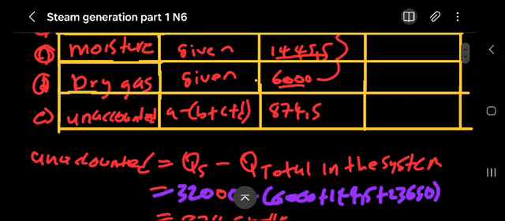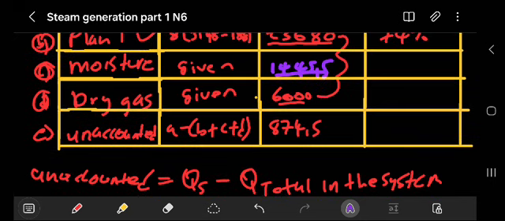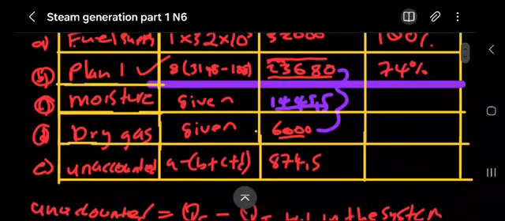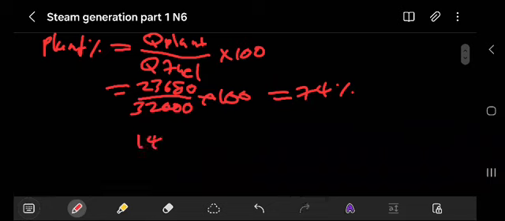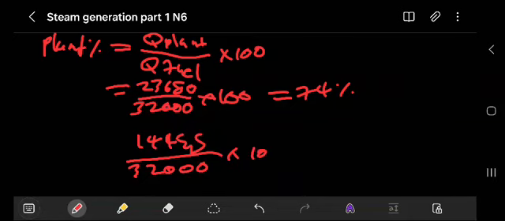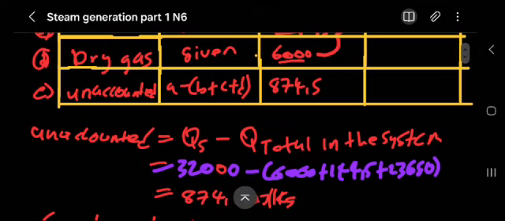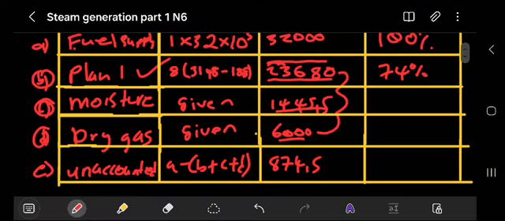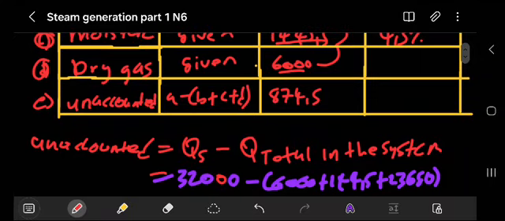Continue on and on. Now you come to the moisture, on the moisture you have 144.5. You divide by that, you multiply by 100. 144.5 divided by 3200 times 100. Punch that, we get this to be 4.5%. All right, so on.